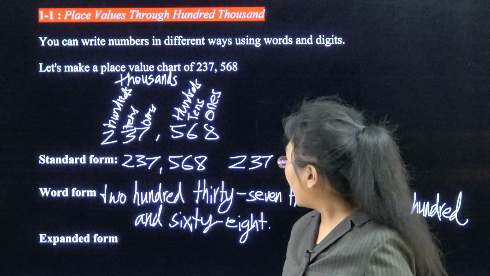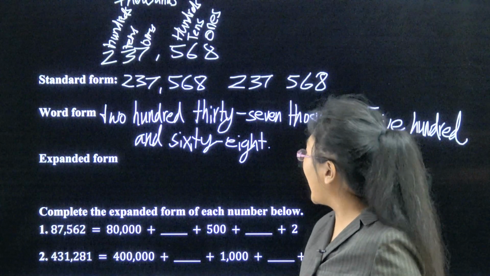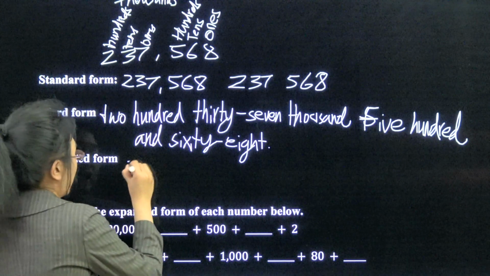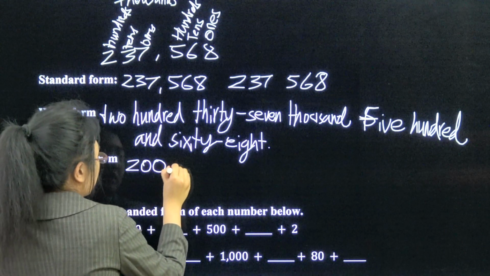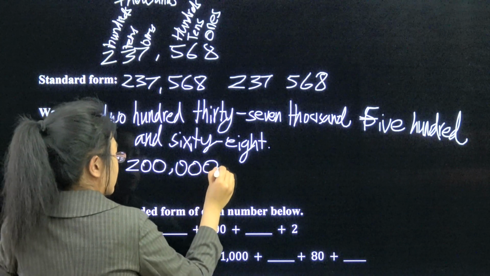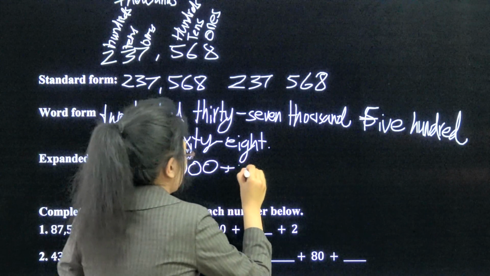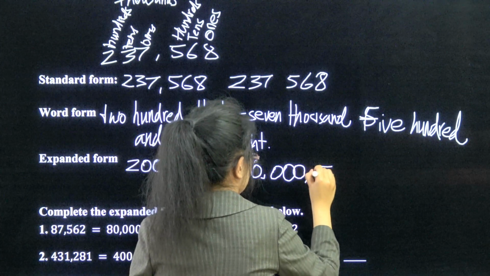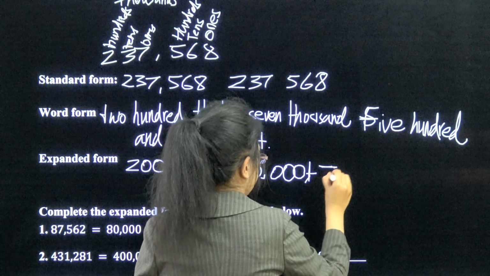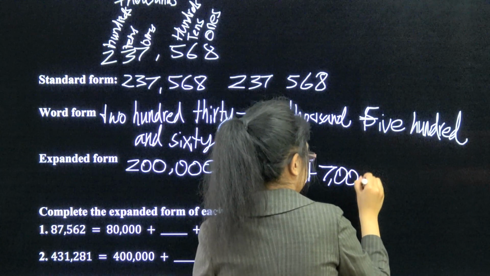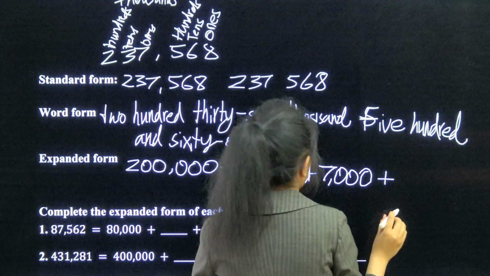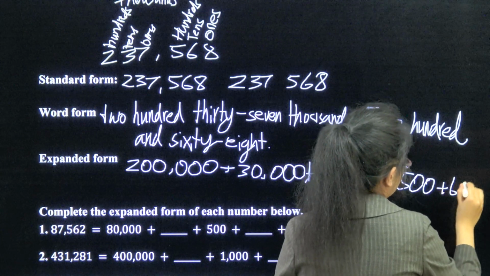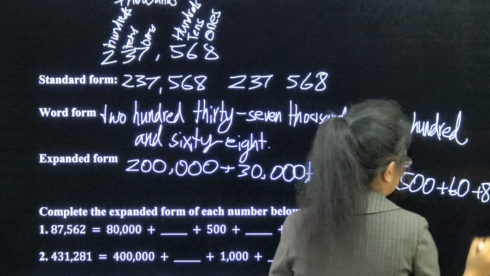Okay. Now that's long, but what about expanded form? Expanded form is when you take the place values and write it all out. So here it would be 200,000 plus 30,000 plus 7,000 plus 500 plus 60 plus 8.